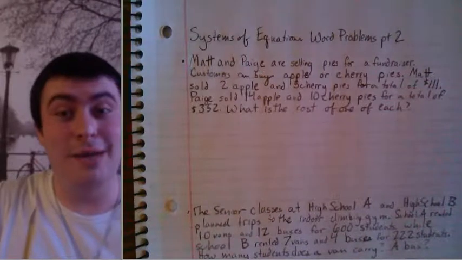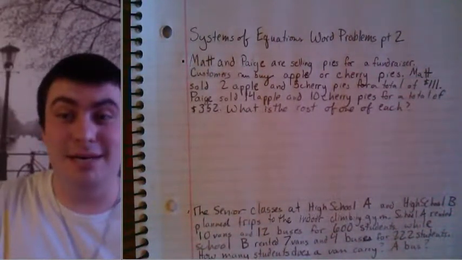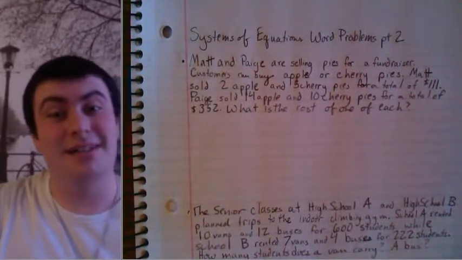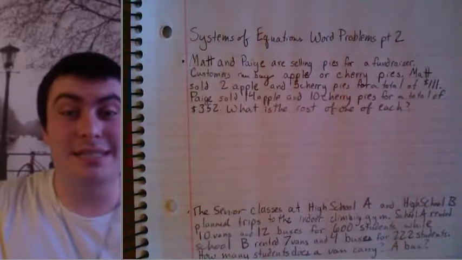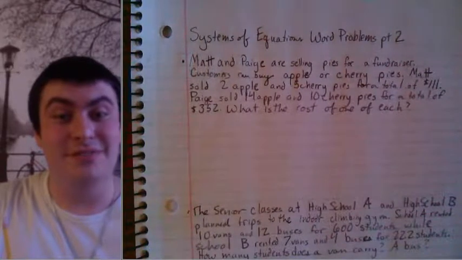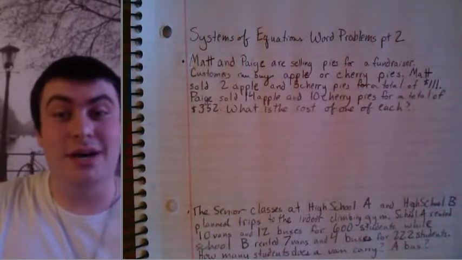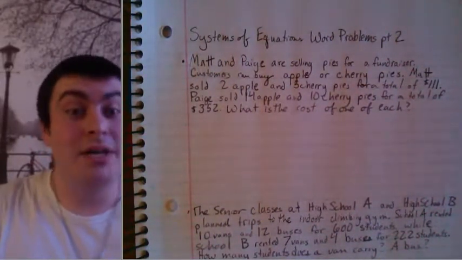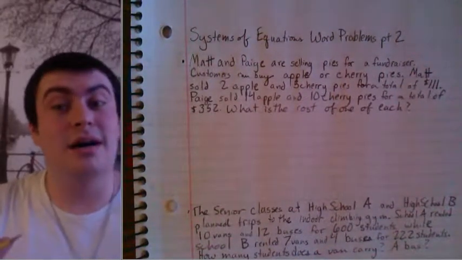Matt sold 2 apple pies and 5 cherry pies for a total of $111. Paige sold 14 apple pies and 10 cherry pies for a total of $352. What is the cost of one of each pie? So that's what it's asking for. What's the cost of one of each?